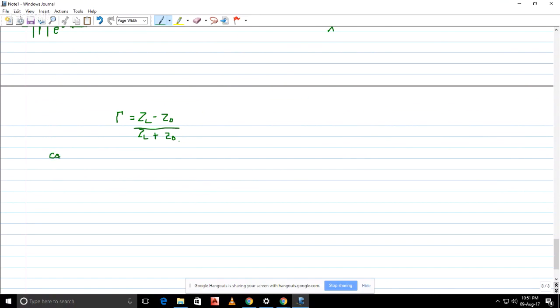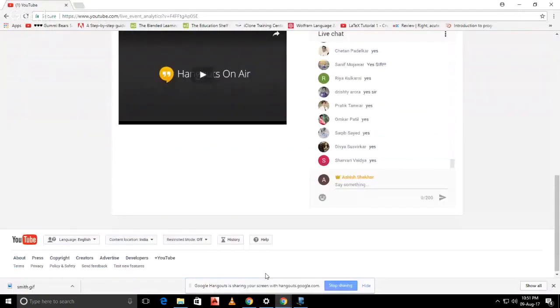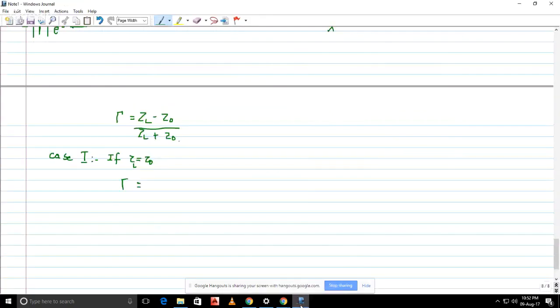Okay, and we will take three cases for the Smith chart. Case one: if ZL is equal to Z0, what will be gamma? Please see the formula correctly and answer. Yeah, exactly correct. Gamma in this case will be equal to zero.